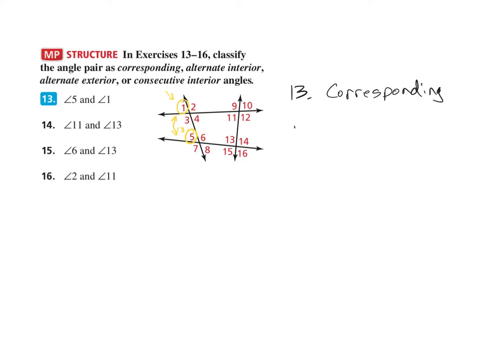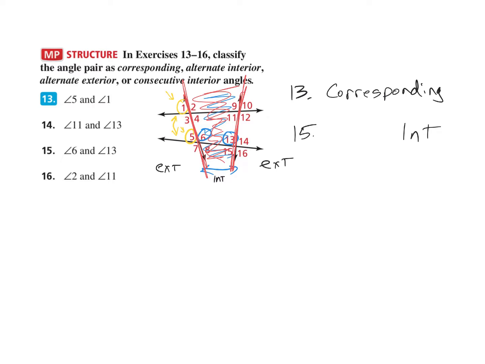All right, now number 15. Let's use blue now. 6 and 13. So here's 6 and 13. From this intersection to that intersection, they're both on the inside of the two lines. Use right here, this line and that line. They're on the inside of this line. Those two lines, so they have to be interior, right? This is interior, and this is exterior.